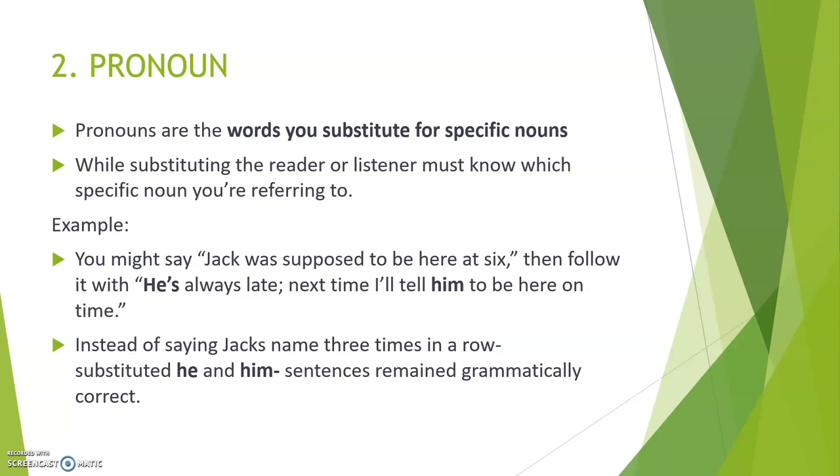Then following that sentence, we'll also say, he's always late. Next time, I'll tell him to be here on time. Instead of saying Jack's name 3 times in a row, we have substituted with the pronouns he and him. Even after substituting the name with the pronouns, we could see that the sentence remains grammatically correct.